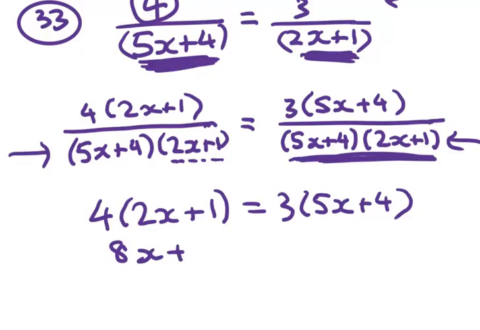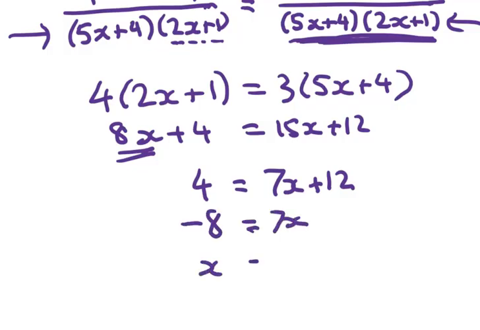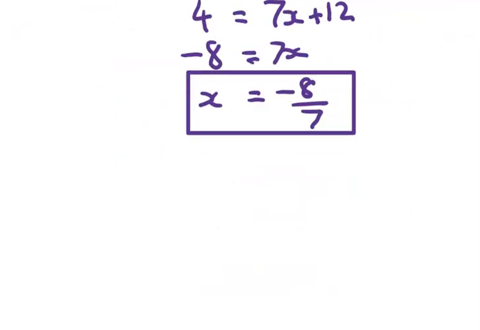So now we expand. We've got 8x plus 4 is equal to 15x plus 12. Working as we usually do with x on both sides, I'm going to subtract the 8x from both sides, giving me 4 equals 7x plus 12. Negative 8 equals 7x. And lastly, we get x is negative 8 divided by 7. Right, so that's going the slow way. I'm going to show you how we'd solve that problem once we'd been doing these for quite a while.